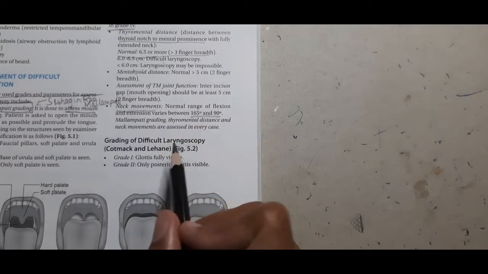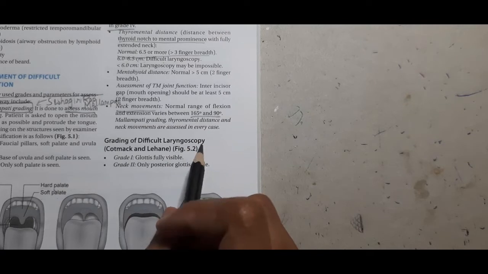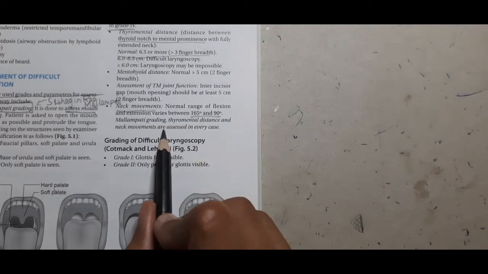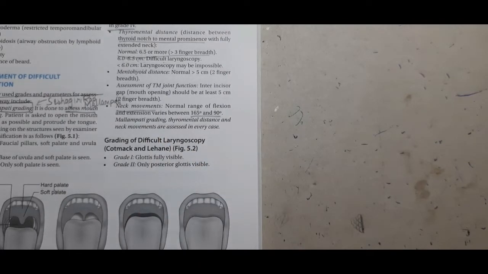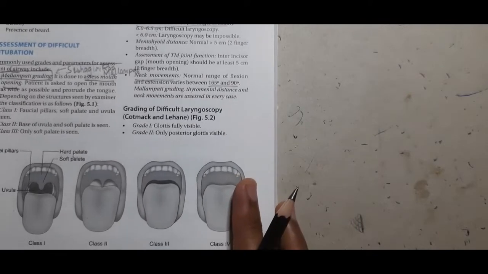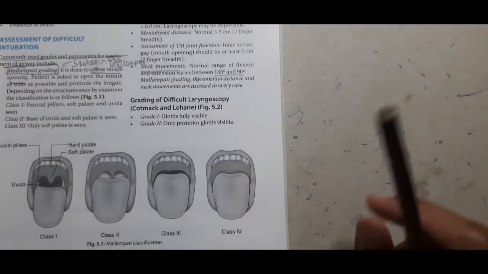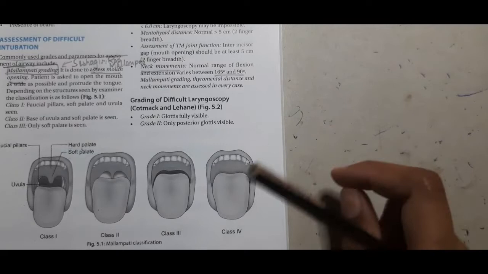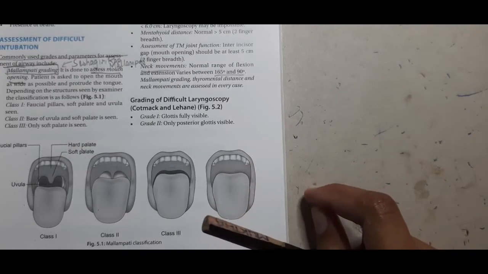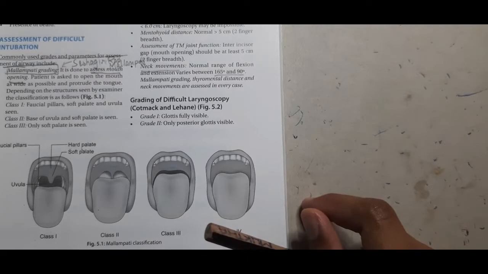So in almost every intubation case, they observe Mallampati grading, that is class 1, class 2, class 3 and class 4. Then they observe the thyromental distance, that is the distance between the thyroid notch and the mental prominence. Then they observe the neck movement of the patient also. So these are the three important assessments that are done in every case.